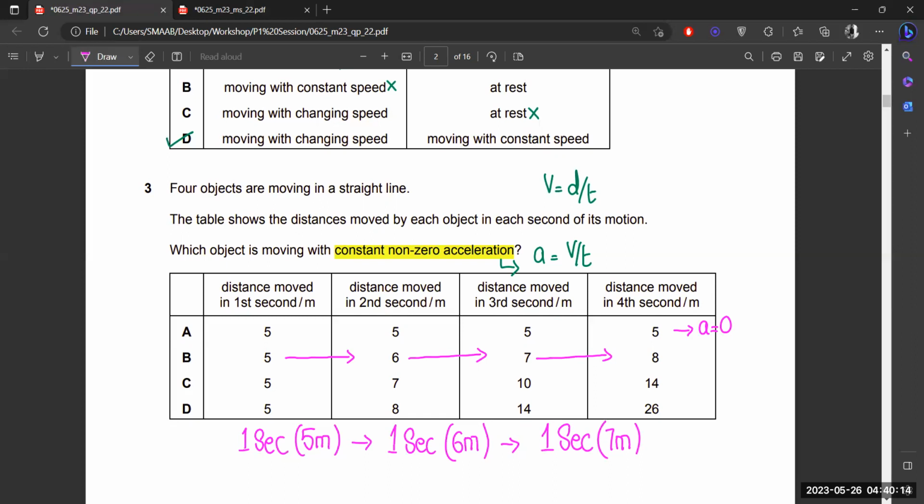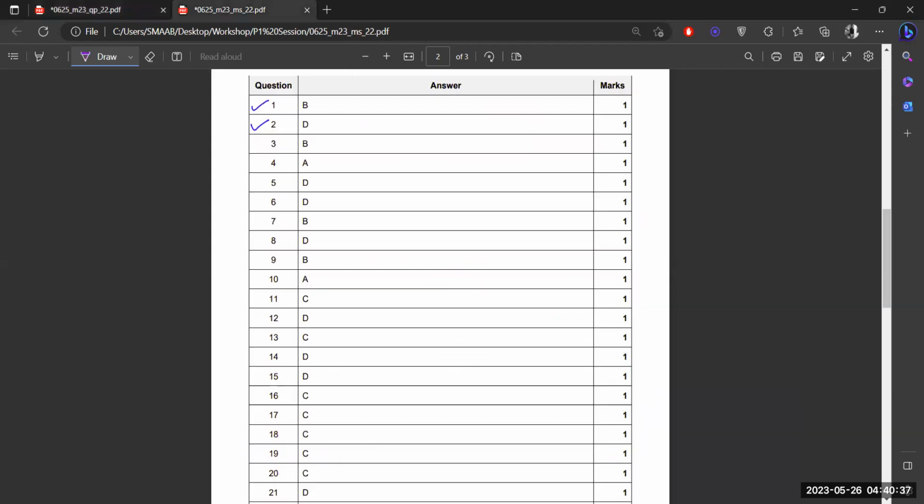And when speed or velocity changes, acceleration will be produced, right? So acceleration is not zero because there is a constant change in speed. And a constant change in speed means a constant acceleration, right? So option B is the right choice. So let's check in the marking scheme also. Okay, so B is the right answer.